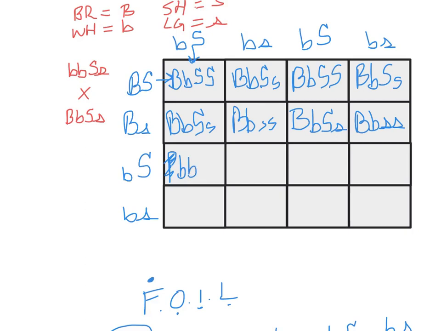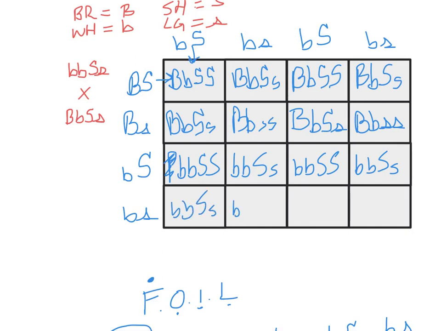Little b, big S, little b, big S, little s, little b, little b, big S, little s, little b, little s, little s, little b, big S, little s, and then little b, little s, little s. Now, make sure that you go slow so that you don't make mistakes. Obviously, I made one mistake here, and I was hoping that I could catch it.